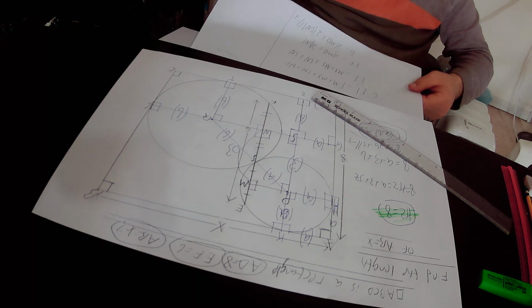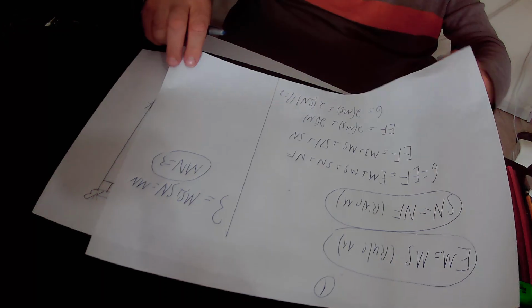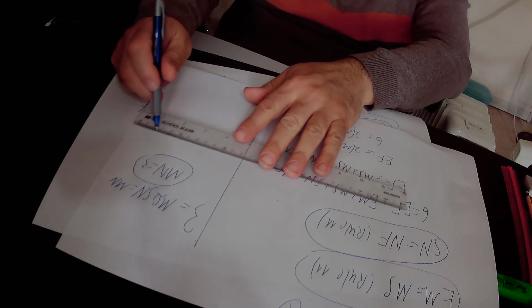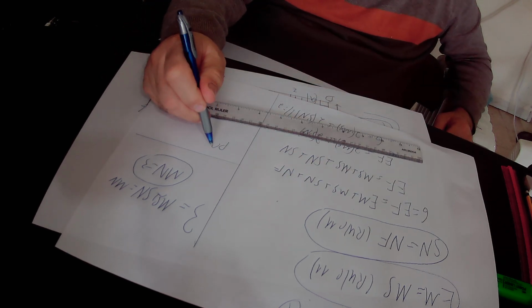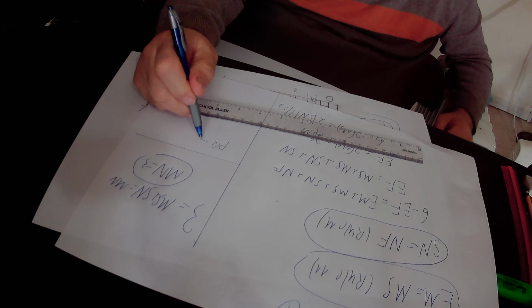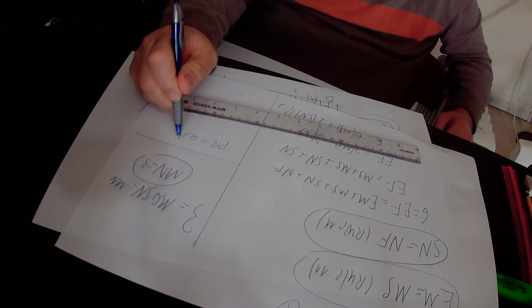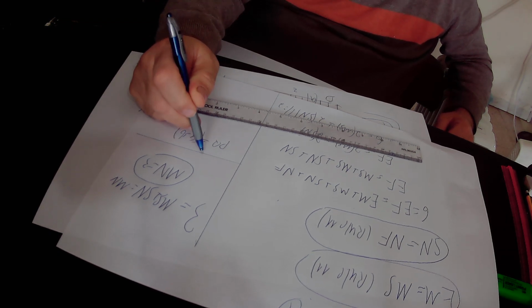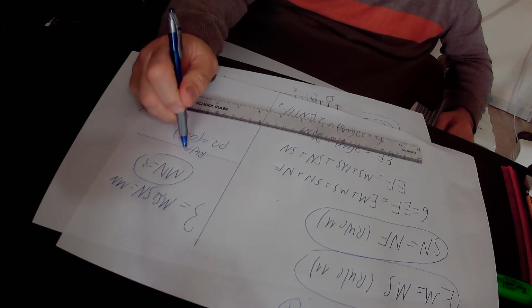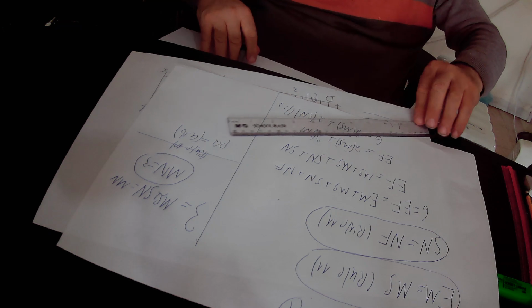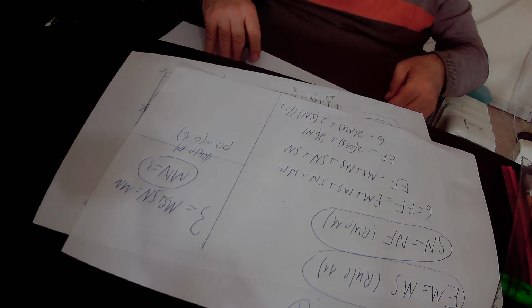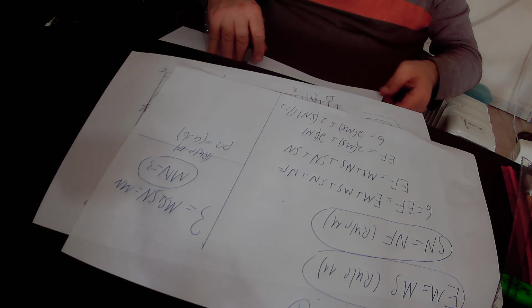So write it down. PQ equals A plus B. So write it here.